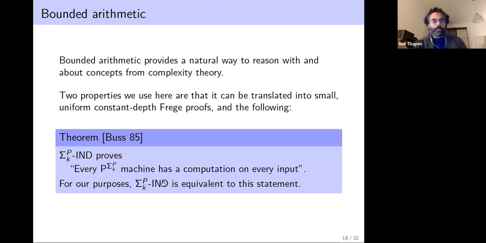And there's a converse. The converse isn't completely true, but it's conservative for a big class of sentences. The statement that every machine has a computation implies the theory. In particular, if we're just interested in which TFNP problems are provably total, that's a Pi_2 formula, and that's going to be the same between these two theories. So the TFNP problems provably total here are going to be the same as the TFNP problems provably total there. That's what I mean by equivalent.